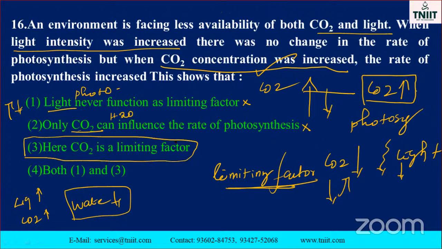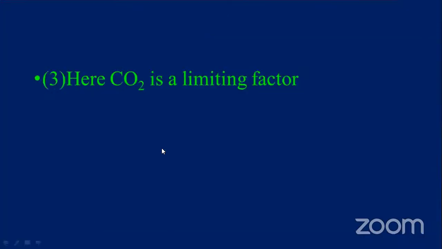Don't forget, my dear students, whichever is very less in the atmosphere is considered as a limiting factor. But light is not considered a limiting factor. So here the CO2 is the limiting factor, because when CO2 increases, the photosynthesis increases. When CO2 decreases, what happens? The photosynthesis also decreases.